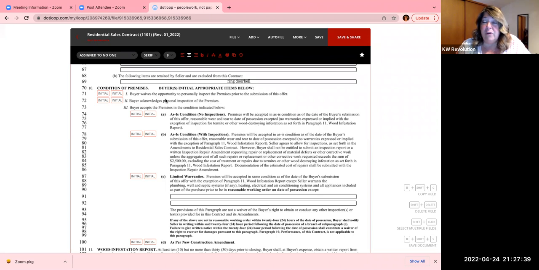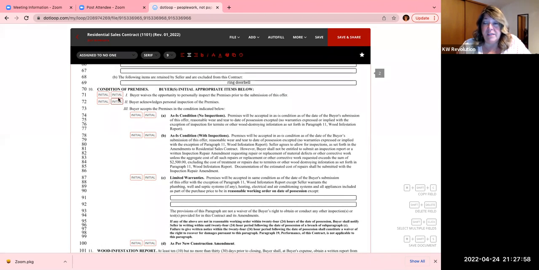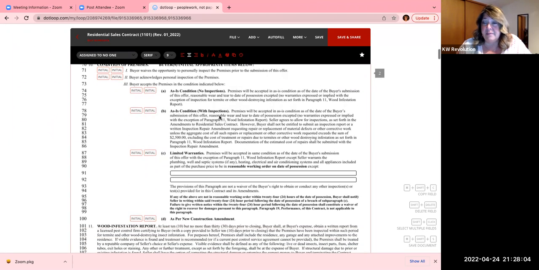So if you're doing a FaceTime with them and they are not seeing the property, then they are waiving it. So they would both be initialing up here. They're initialing one or the other. They either did go through the property or they did not. And then the buyer is accepting the premises in these conditions. So your buyers are going to initial one of these two, and then they're going to initial one of these four. So there's four different ways.